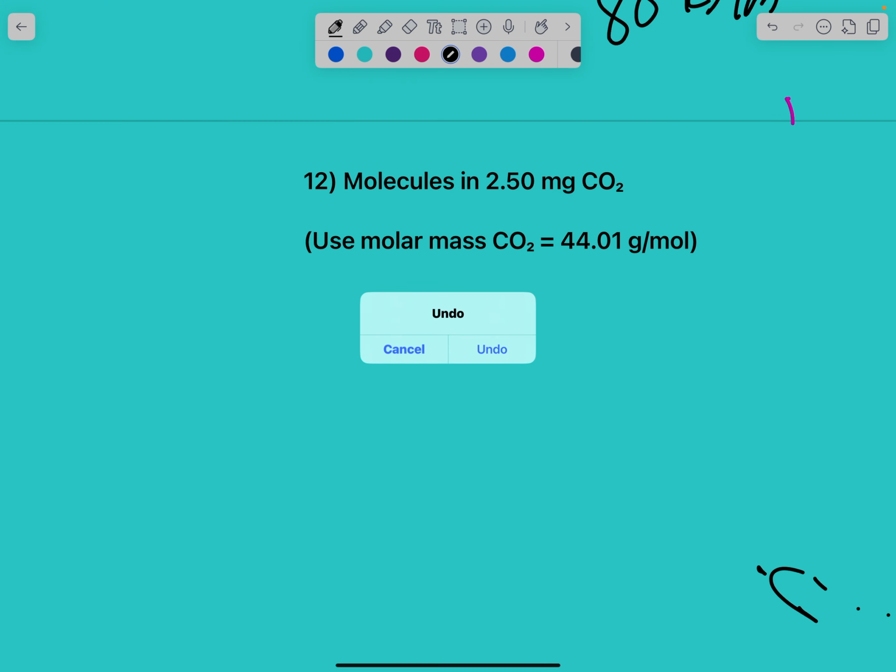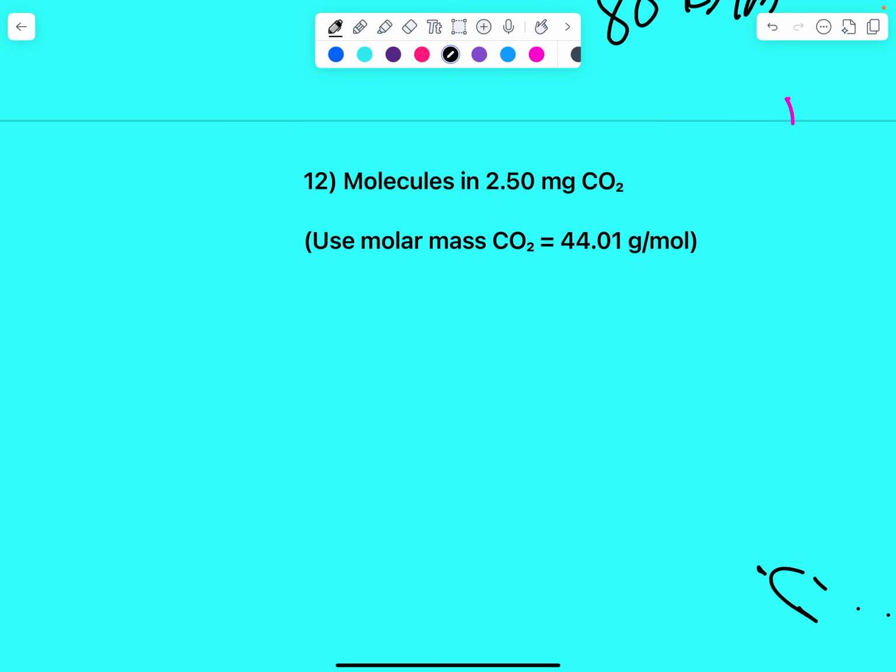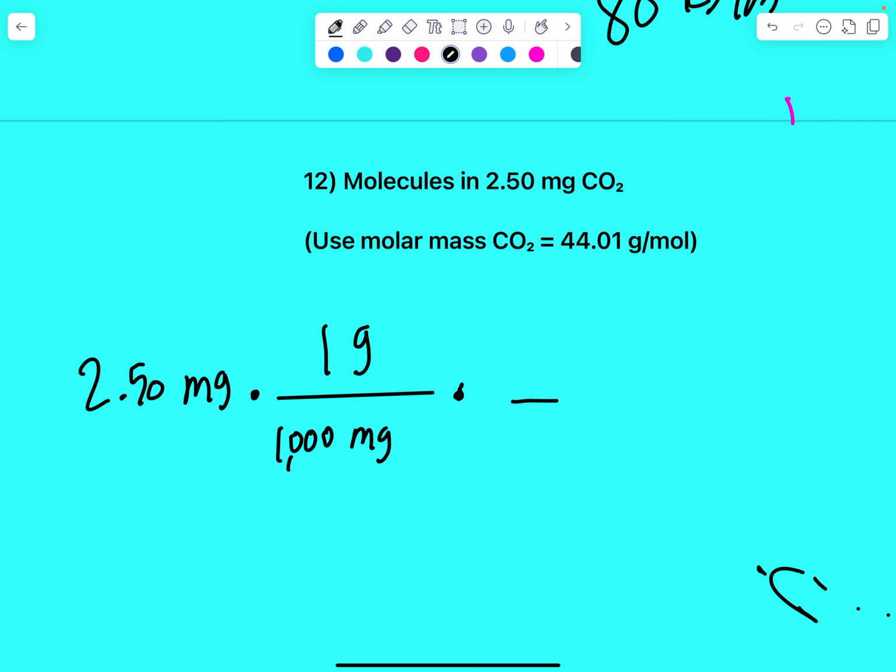Okay. Molecules in 2.50 milligrams of CO2. They want us to get to molecules. So let's start with what we got. We got 2.50 milligrams. I know that there is 1,000 milligrams in 1 gram. I know that there's 44.01 grams for every 1 mole. They gave me this, so I know I'm going to use it. That was invisible, but it is true. For every 44.01 grams, there is 1 mole.